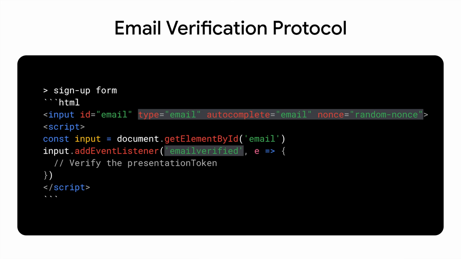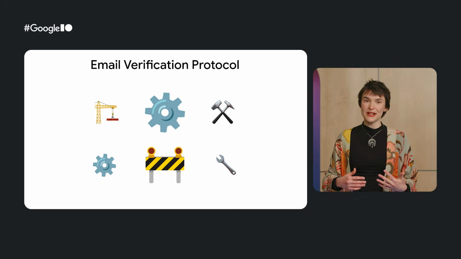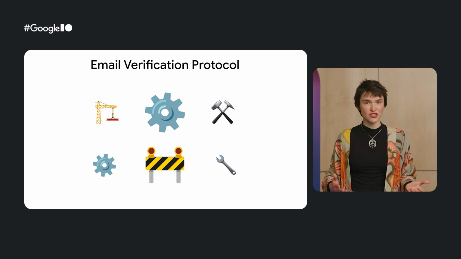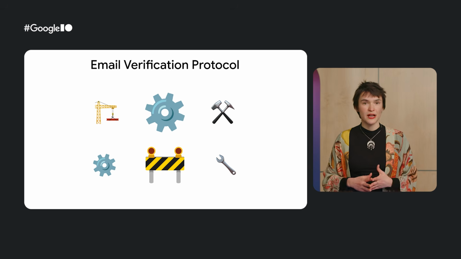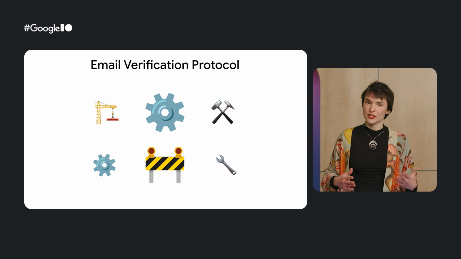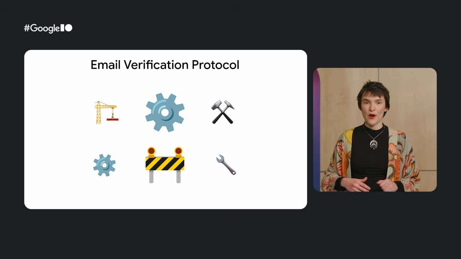To enable the email verification protocol on your site, annotate the email input with the autocomplete property set to email and include a nonce property. Then add a JavaScript listener for the email verified event. When the event triggers, fetch the presentation token and make sure to verify the token's signature and claims. Note that the email verification protocol feature is still in active development, and the implementation details might change in the future based on your feedback. It is also an opt-in feature, and it is up to individual email providers to support it. Check the blog post to learn more.